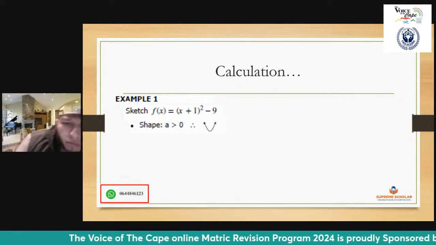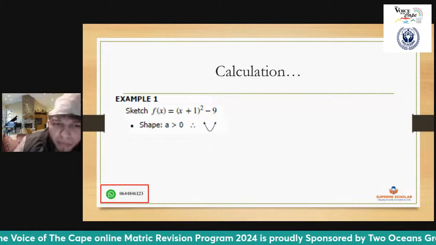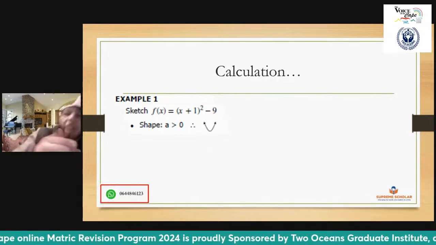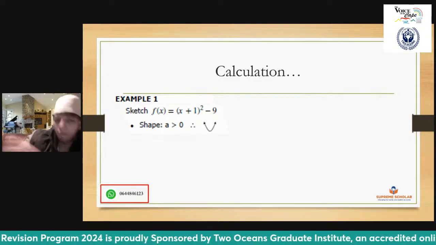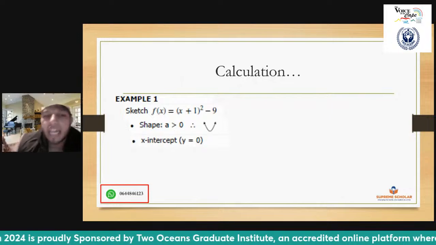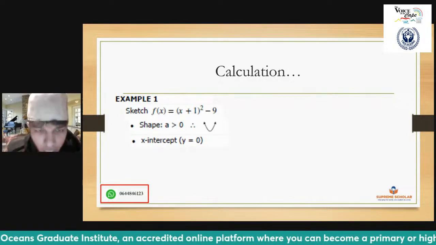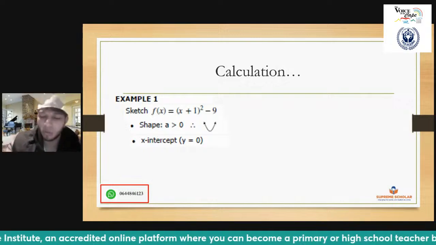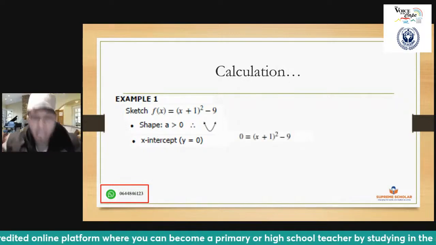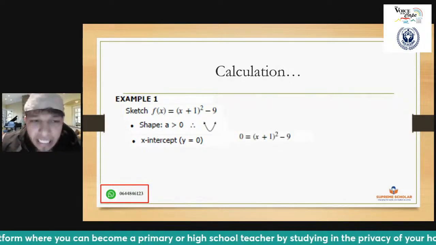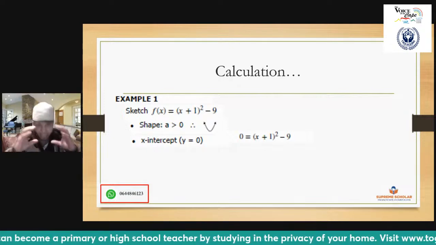So now, they say shape: a is greater than 0, therefore the graph will behave that way. It will behave in a positive manner. For the x-intercept, you make y equal to 0. Can you see there? Let us solve the x-intercept. So we did our first step.